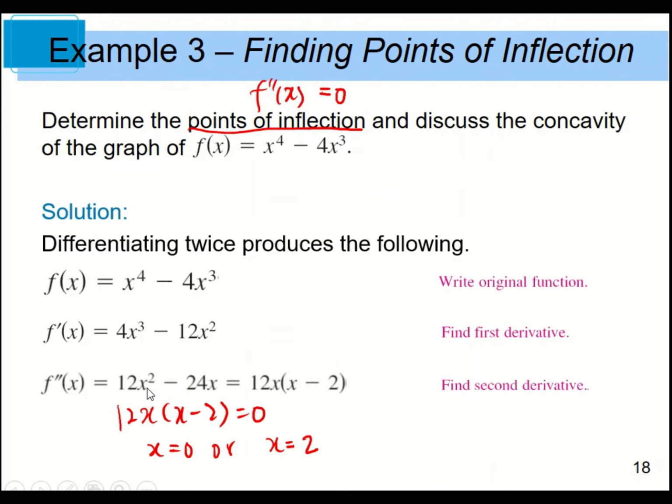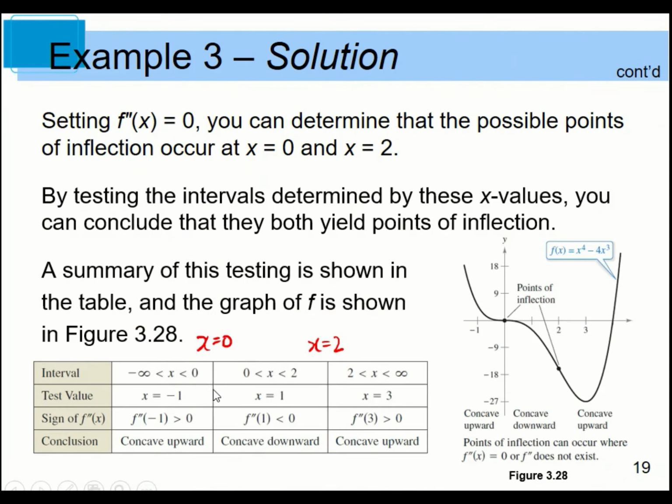So when x is -1, we get f double prime as a positive value. This implies that f prime is increasing. Positive refers to the slope of f prime. So f prime is increasing, therefore the curve is concave upward.